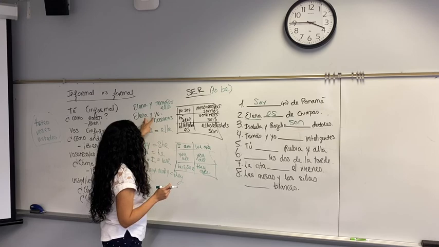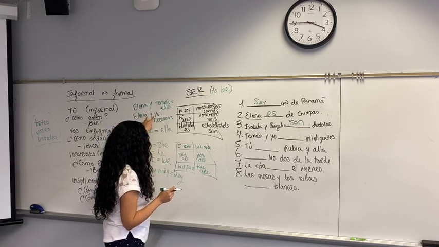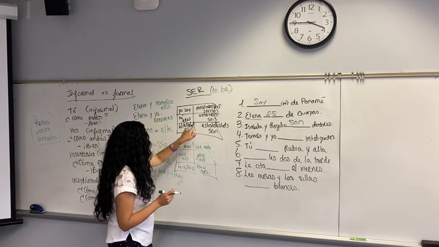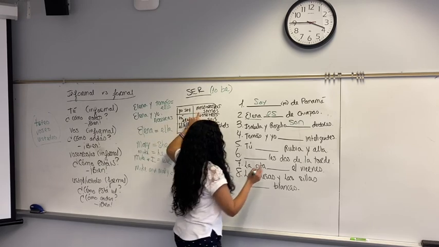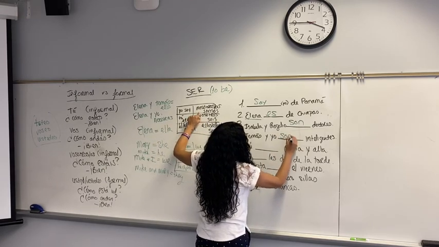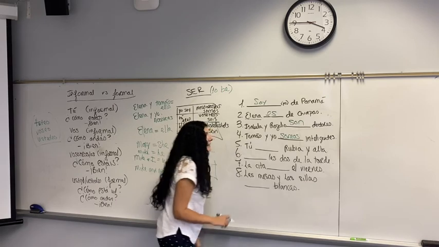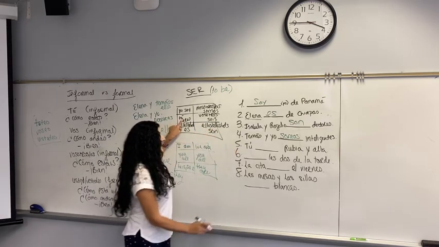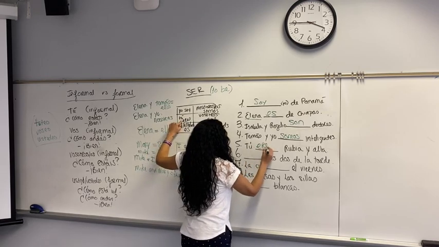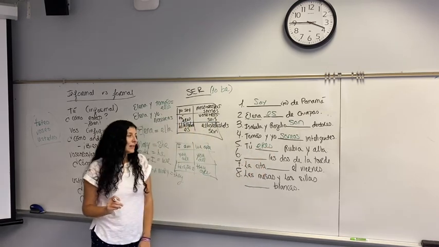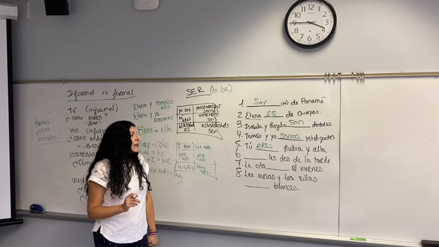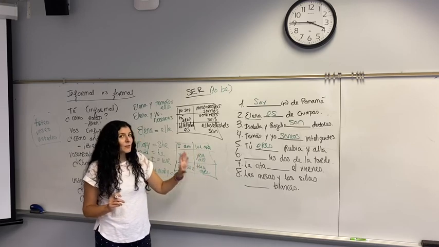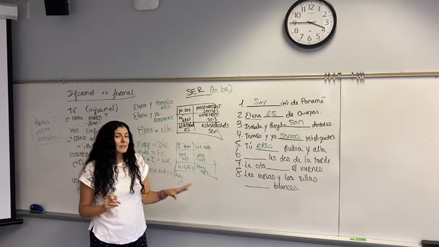Tomás y yo, remember, right? Tomás y yo means me and somebody else, right? So in English that would be we. In Spanish that would be nosotros. Tomás y yo somos inteligentes. Tú eres rubia y alta.